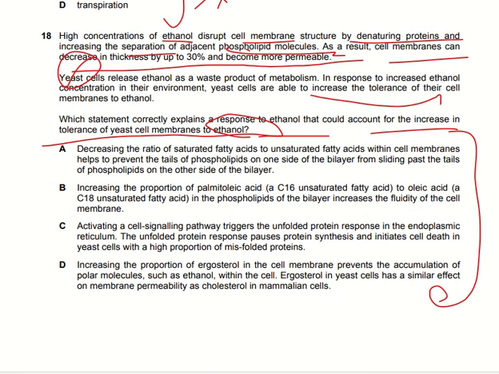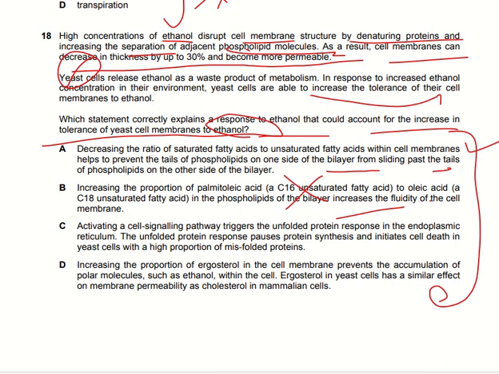Decreasing the ratio of saturated fatty acids to unsaturated fatty acids within the cell membranes helps to prevent the tails of the phospholipids on one side of the bilayer from sliding past the tails of the phospholipids on the other side of the bilayer. Yes, it will prevent it so that the structure of the cell membrane can be maintained. Increasing the proportion of palmitic acid to oleic acid in the phospholipid bilayer increases the fluidity of the cell membrane. But the fluidity of the membrane is not related to the proportion of particular fatty acids. It is related to the structure of the cell membrane.